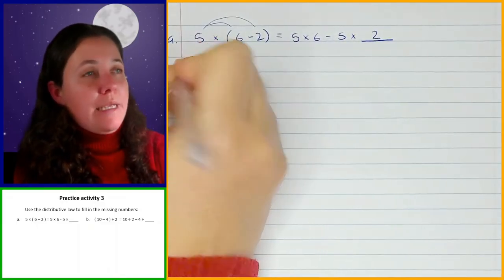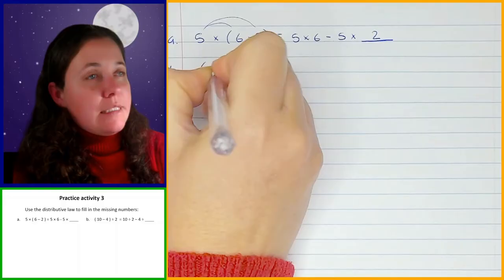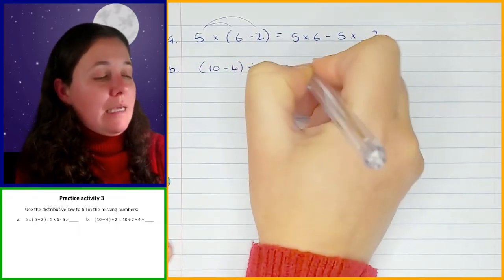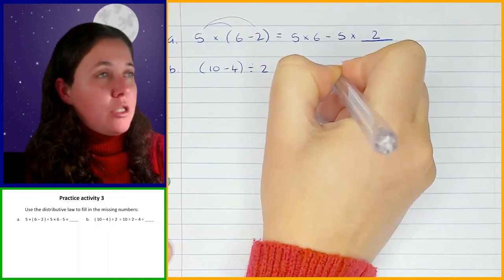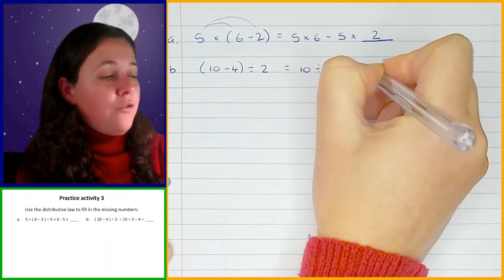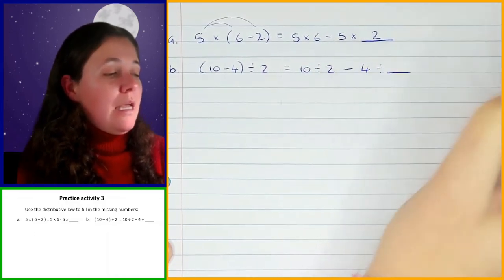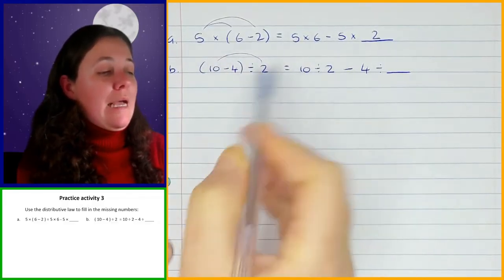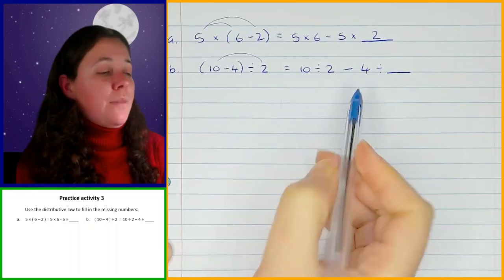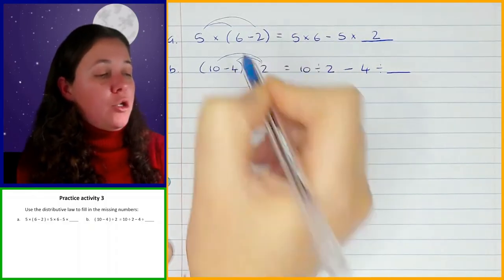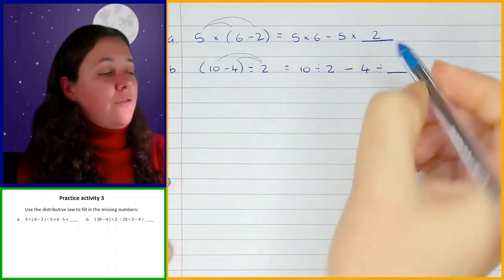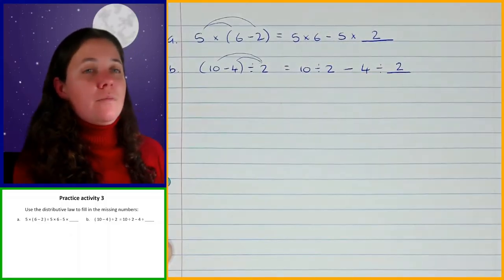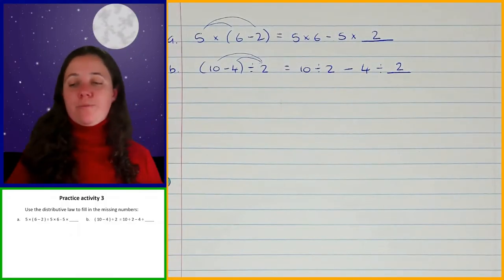Okay, then question B, you should have had 10 minus 4 in brackets divided by 2 is the same as 10 divided by 2 minus 4 divided by something. You should over here have distributed the 2 into the brackets, and that's where you get the 10 divided by 2. And then again, you put the 2 in the brackets there, and you have minus 4 divided by 2. So that's what you should have got for those two.